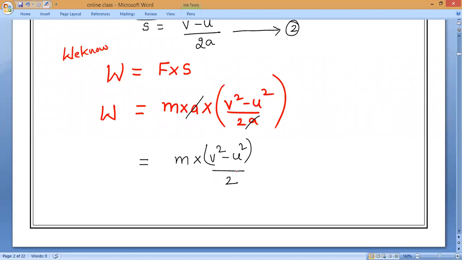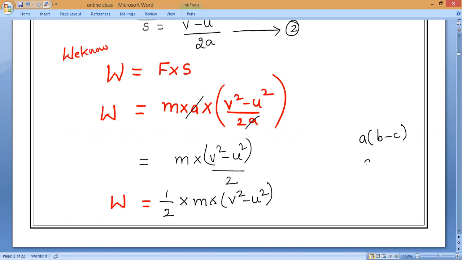Now, the 1 by 2 I will bring to the front. So it turns into 1 by 2 into mass into v squared minus u squared. Now in mathematics, a into b minus c, how can I write it? a into b minus a into c, ab minus ac. Is it right or wrong?